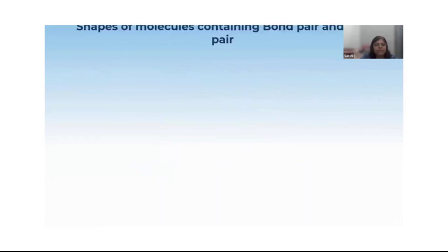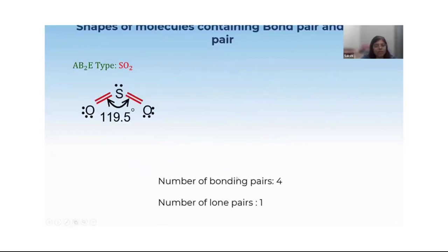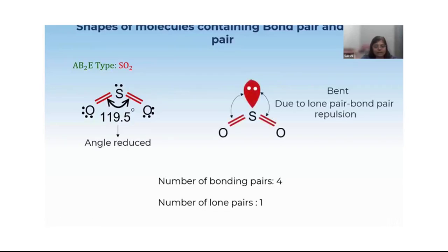Okay, now for example, SO2. See here there is one lone pair, right? One lone pair is coming. So here, can you see the structure has now become bent? So the number of bond pairs is how much? The number of bond pairs you can see is 4 and the number of lone pairs is 1, right? The structure here is a bent structure due to the lone pair repulsion.